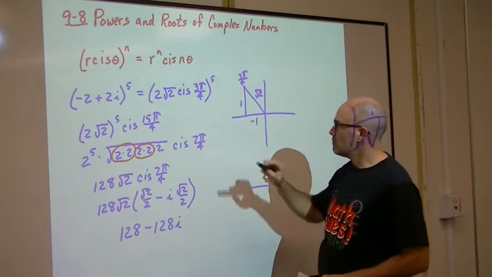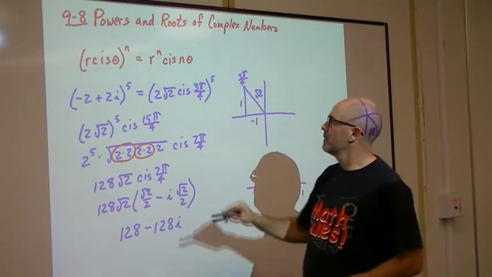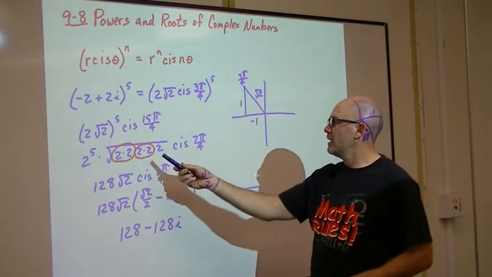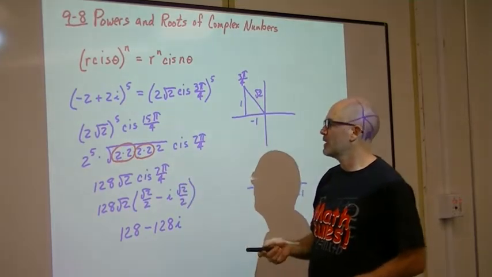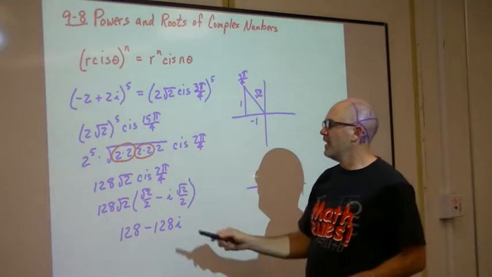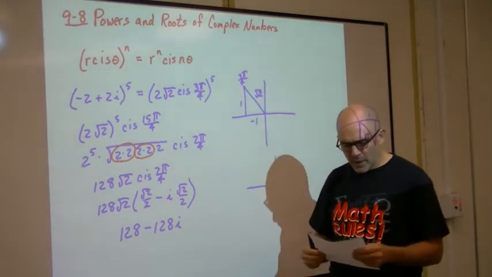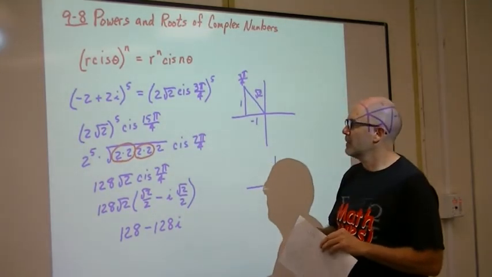So there I am. Now I go 2 square root of 2 to the 5th, cis 15 pi over 4. And then it's just a matter of cleaning it up, get 128 square root of 2 cis 7 pi over 4, and then you can easily convert that back to rectangular. Okay, so let's do one more of these.